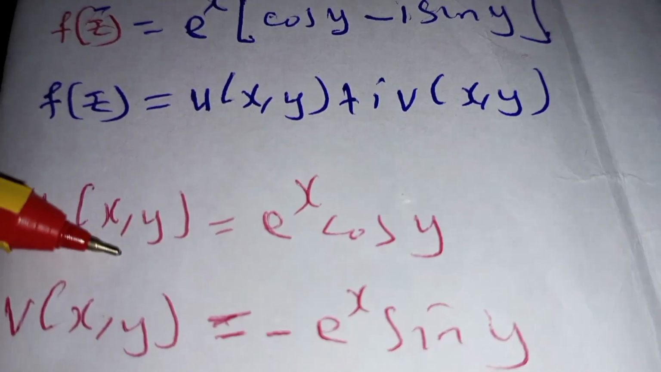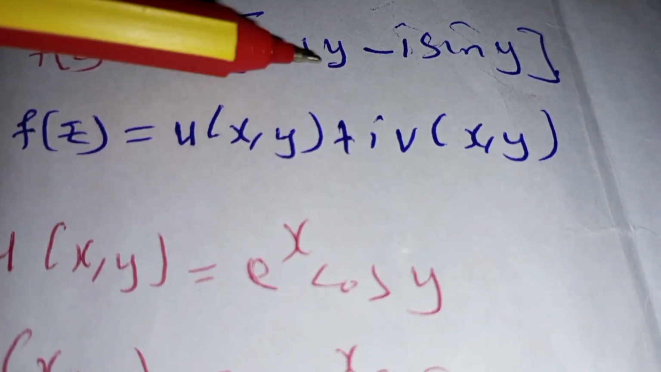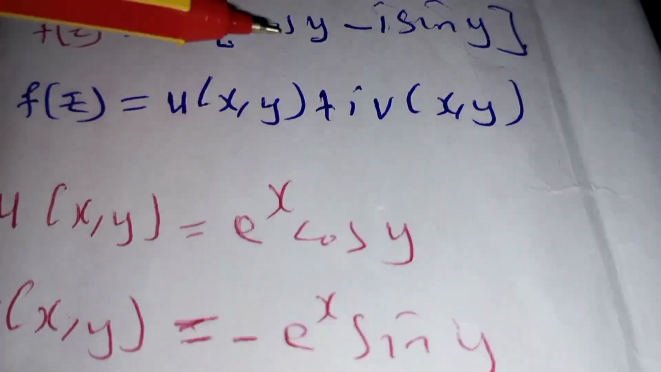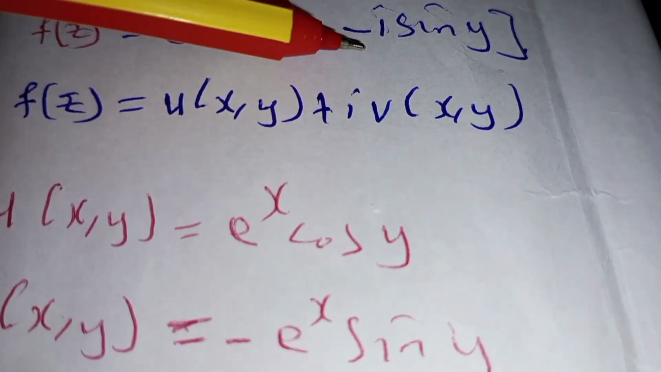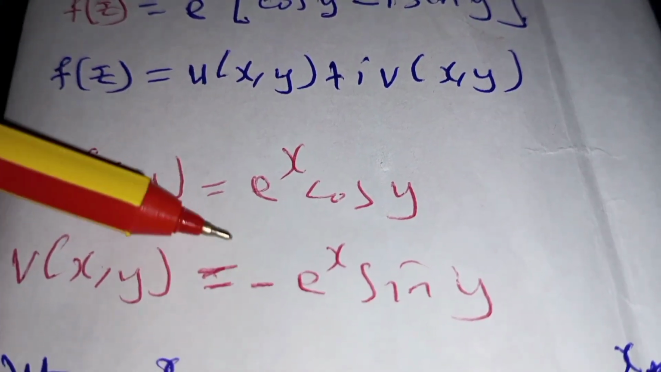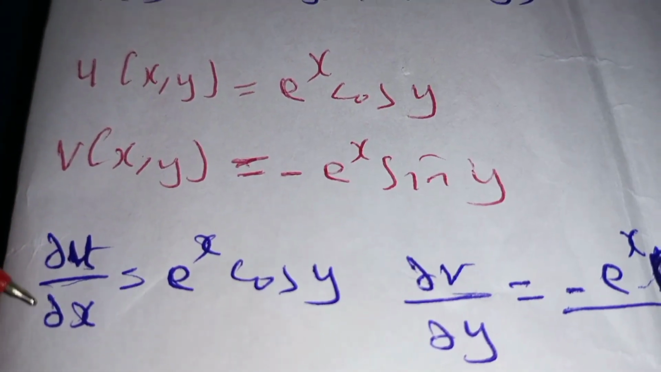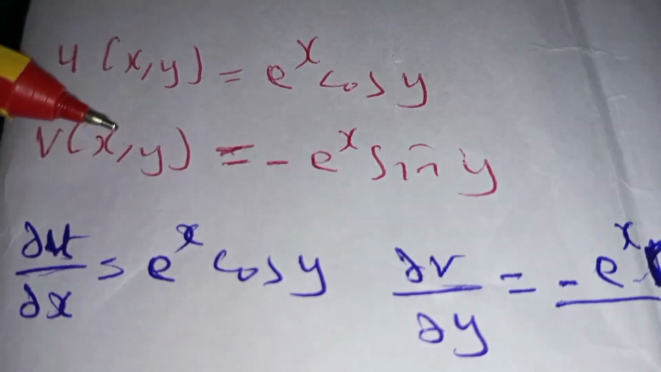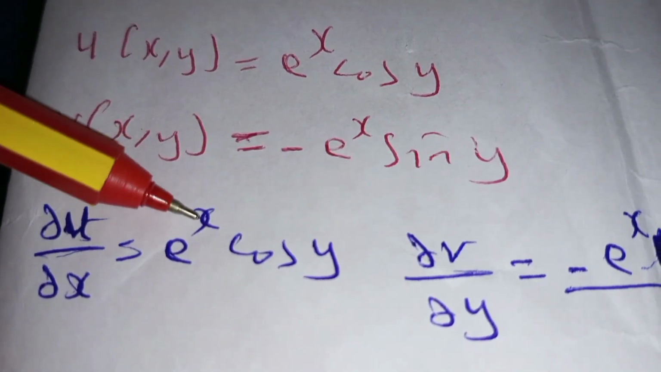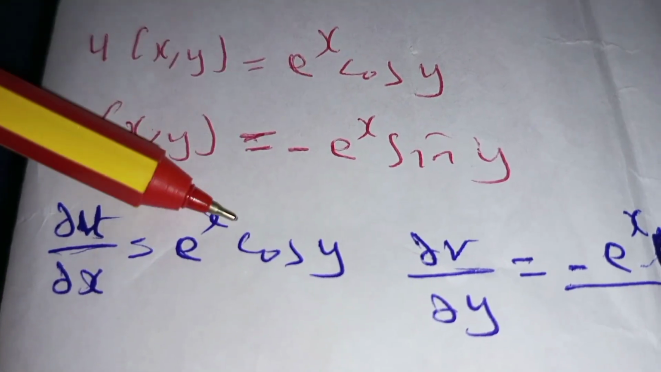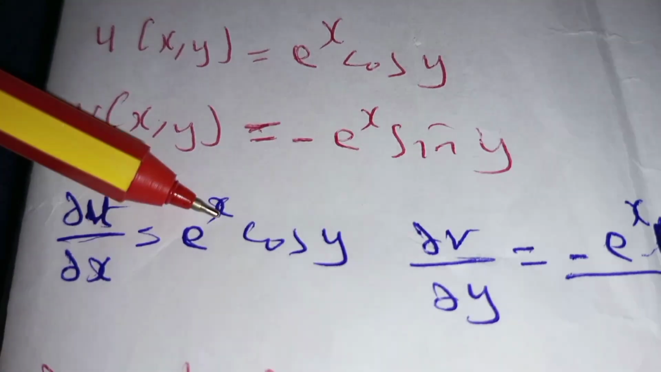Doing that, our function u will be the real part of this equation, which is exponential x multiplied by cos y. And the function v, which is the imaginary part of this function, will be exponential x multiplied by negative sine of y, which we can write as negative exponential x sine of y. Then from there, we take partial derivative of function u with respect to x. When you differentiate this function with respect to x, exponential differentiated with respect to x is exponential x, and the cos y is a constant. So exponential x multiplied by constant cos y, the result is exponential x cos of y.